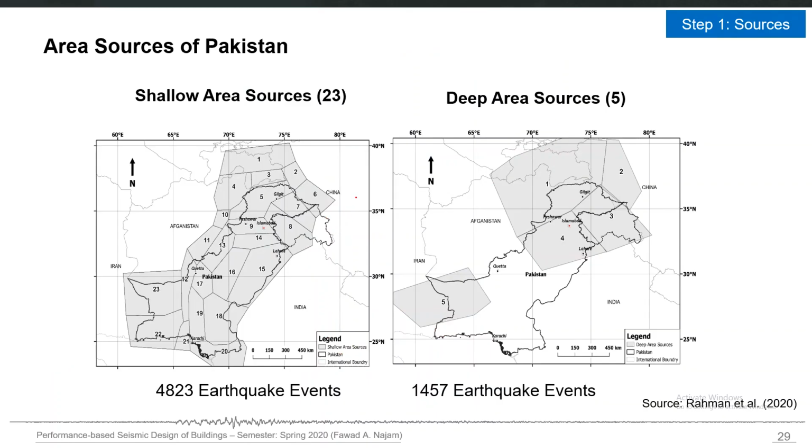This is another updated study by this reference, Rahman et al. This one considered these shallow area sources, 23 in number. So the numbers here, 1, 2, 3, are the shallow area sources, and deep area sources were also considered in those regions where we have a major concentration of deep earthquakes in historical seismicity. So 5 deep area sources were considered for the PSHA of Pakistan in this particular study.